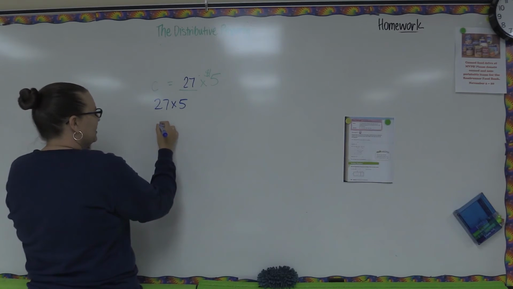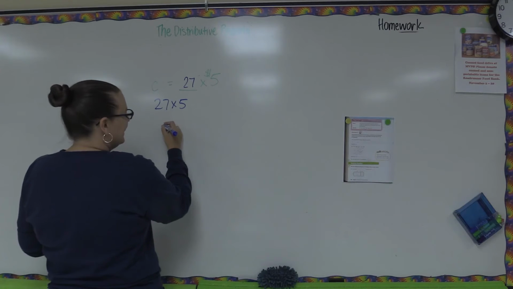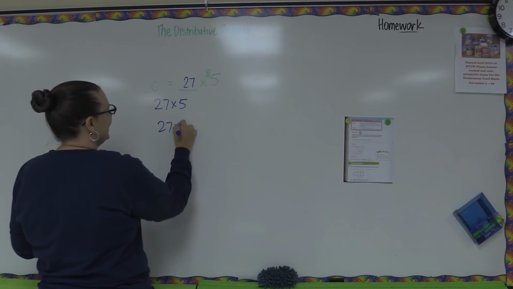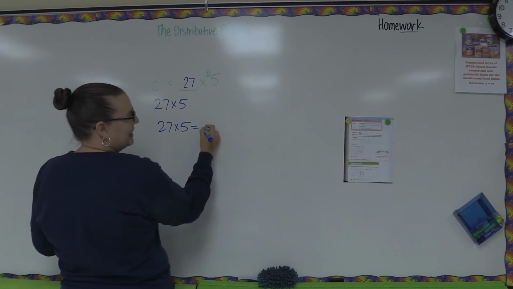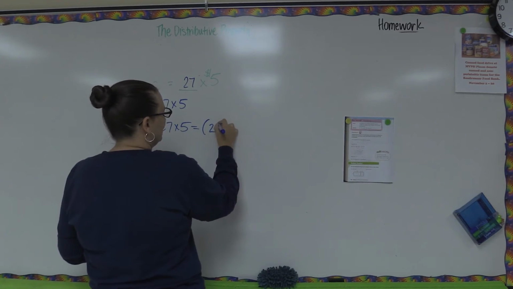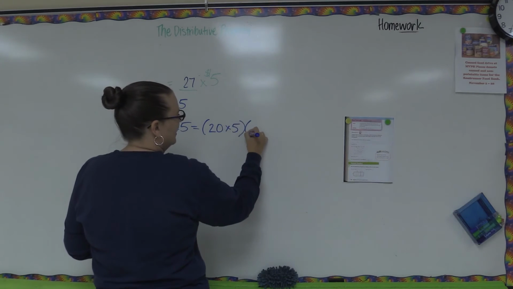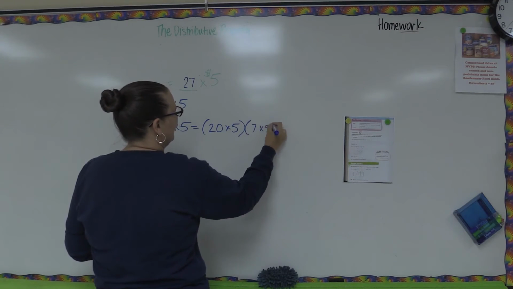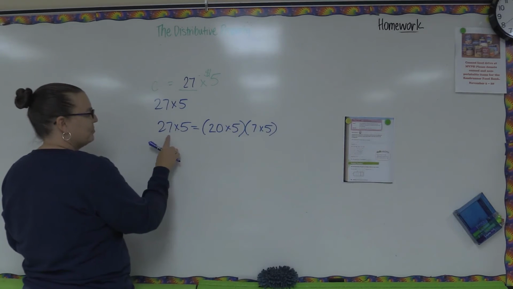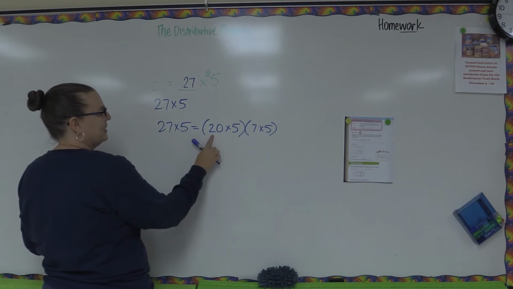And they went ahead and used the distributive property to help us out here. So they did 27 times 5 is the same thing as 20 times 5 and 7 times 5. Now what they did was they broke down this number, right? They decomposed it. They used the 10s and the 1s. See how in 27 it's 20 and 7?